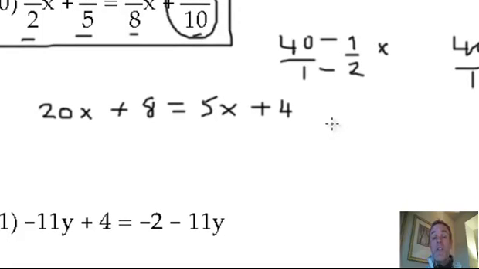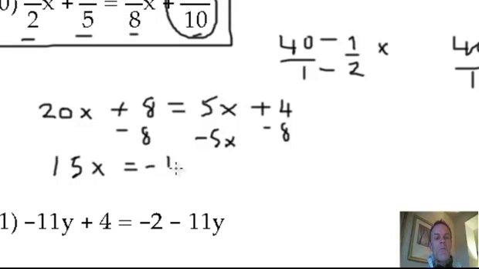So again, I'm going to rearrange everything. I'm going to stick the x's on the left hand side. I'm going to take away this 5x from both sides, so that'll give me 15x here. I'm going to take away this 8 from both sides. So take away 8 from here. That will give me, what will that give me? Negative 4. So divide both sides by 15. I'm going to get negative 4 over 15 as my answer.